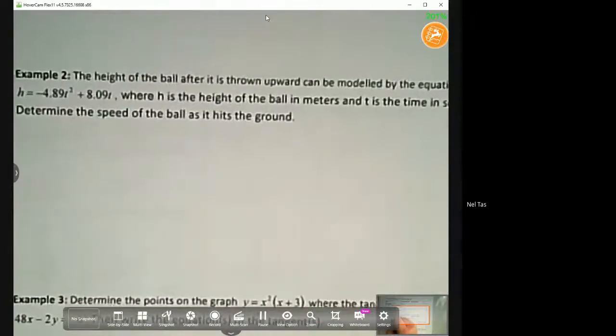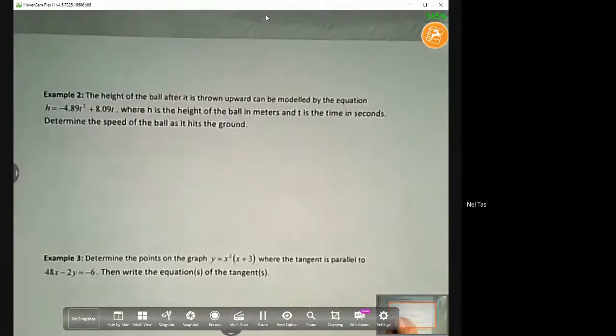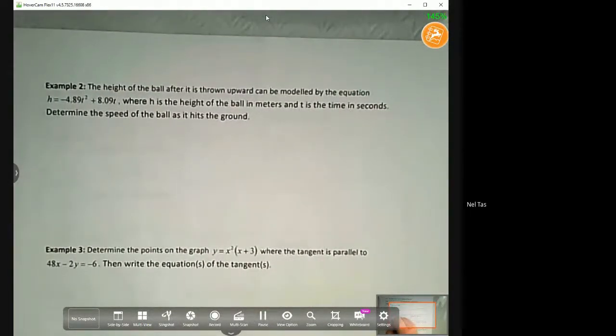Okay, second page. Example 2. The height of the ball after it is thrown upward can be modeled by the equation h equals negative 4.89 t squared plus 8.09 t, where h is the height of the ball in meters and t is the time in seconds. Determine the speed of the ball as it hits the ground.